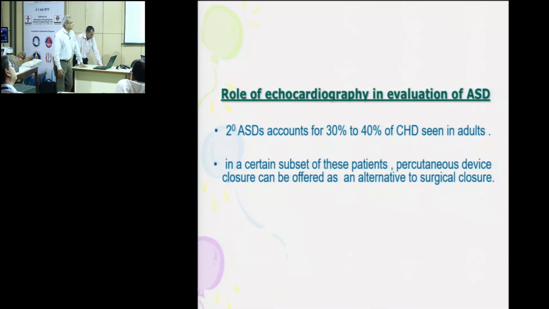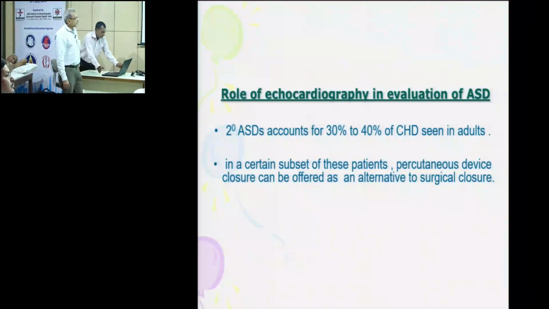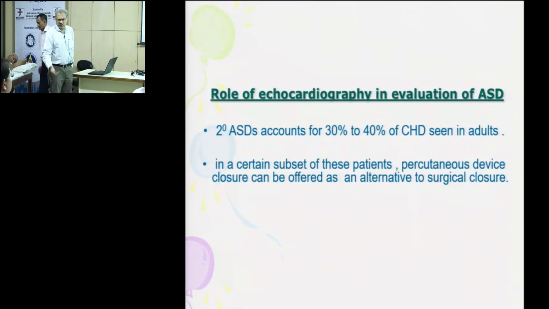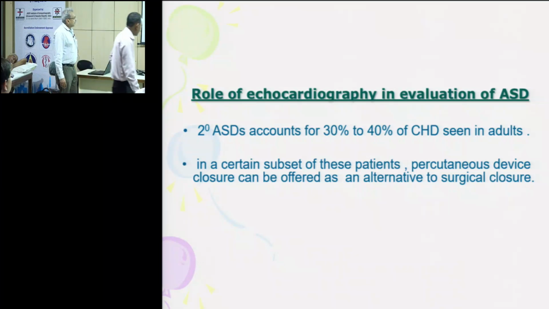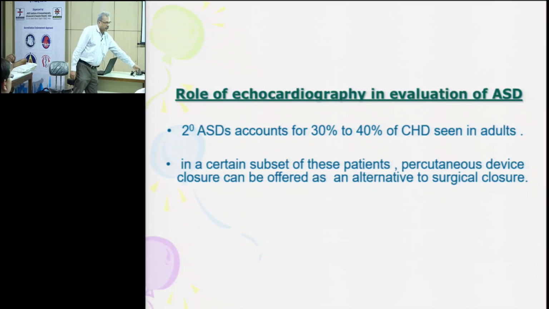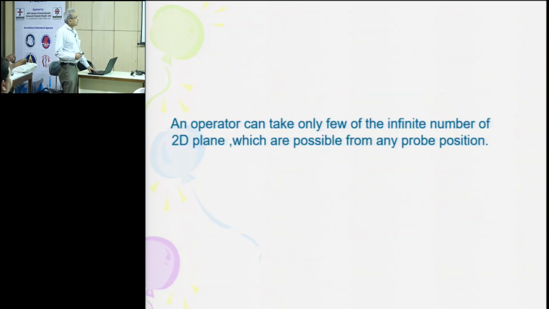So we are in a situation where 2D ASD accounts for close to about a third of congenital heart disease seen in adults. It is the commonest GUCH, grown-up congenital heart disease. And in a certain subset of these patients, percutaneous device closure can be offered as a very good alternative to a surgical procedure.